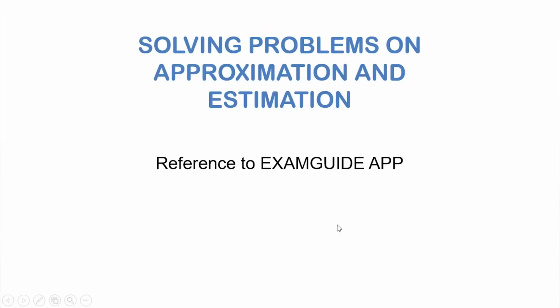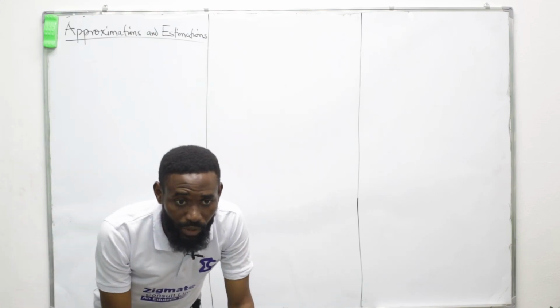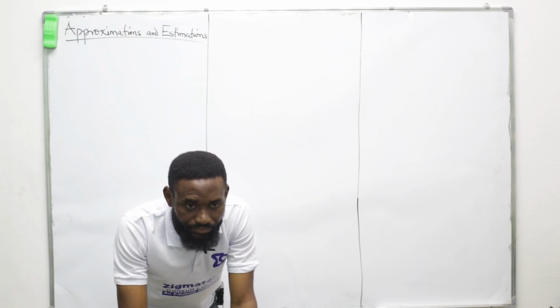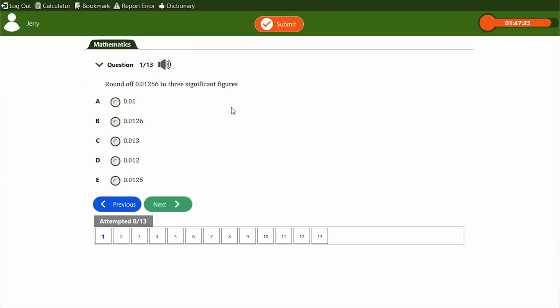We'll look at solving problems on approximation and estimation, and we are going to look at the ExamGuide app. We'll take all the examples from there. But before I go into that, let me quickly tell you what I mean by round up numbers and round down. When we get an example, I will give you an example of what I'm talking about. So from the ExamGuide app, let's look at some questions here.